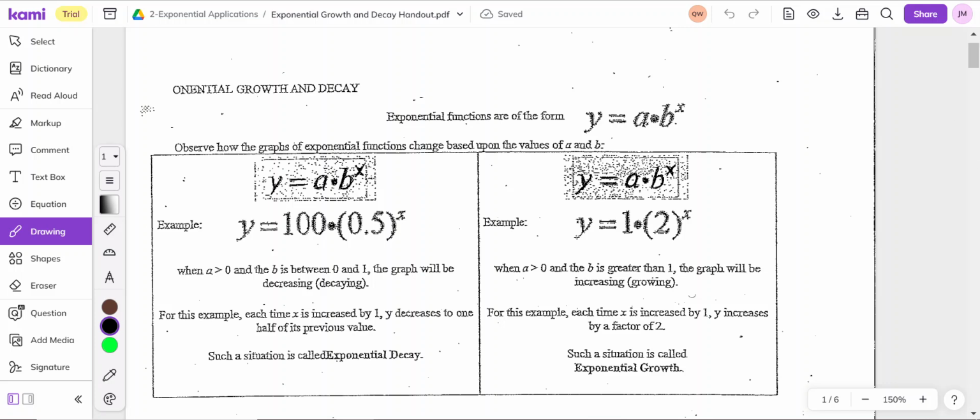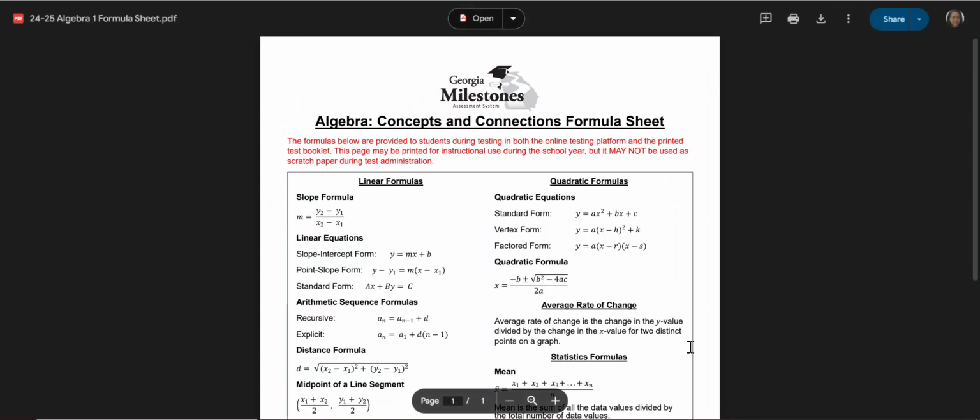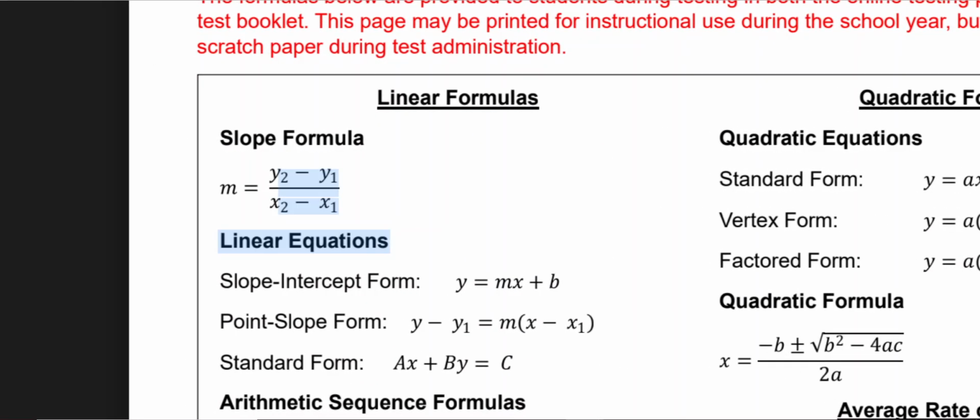So it might not be easy to see. This is a formula sheet. And we have the slope formula.